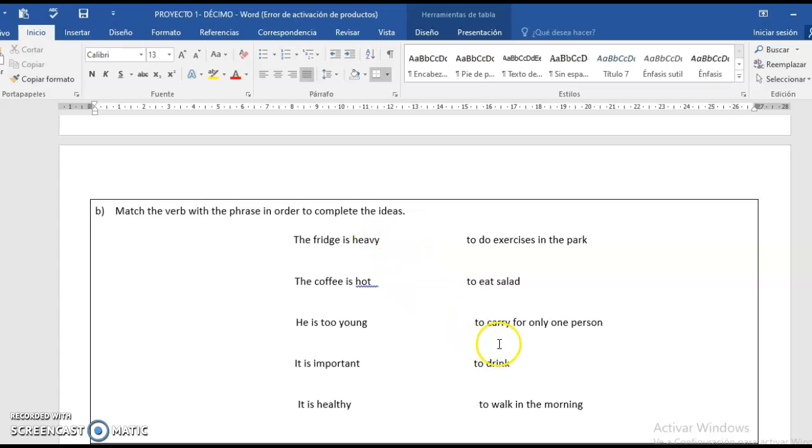Las conecto, ¿ya? Esa es la actividad. So the activity is already done. It's easy. La actividad es fácil.